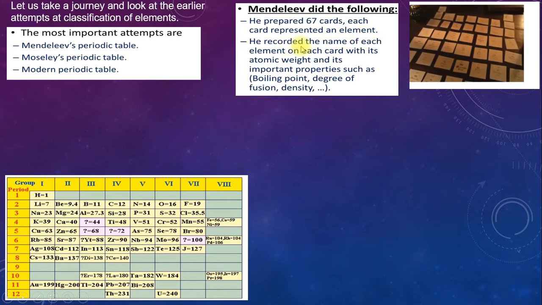And he wrote the name of each element as a symbol on each card, with each atomic weight. So he depended on the atomic weight for classifying the elements. He also wrote the important properties such as boiling point, the degree of fusion, and density.